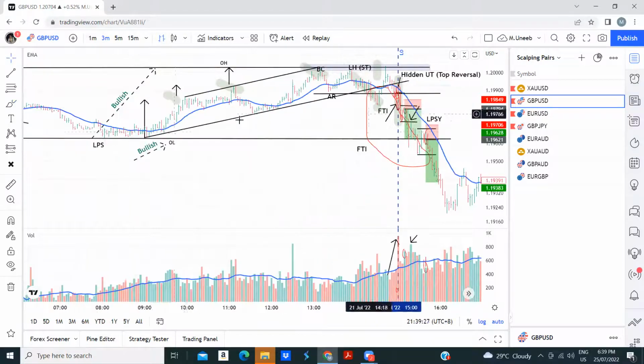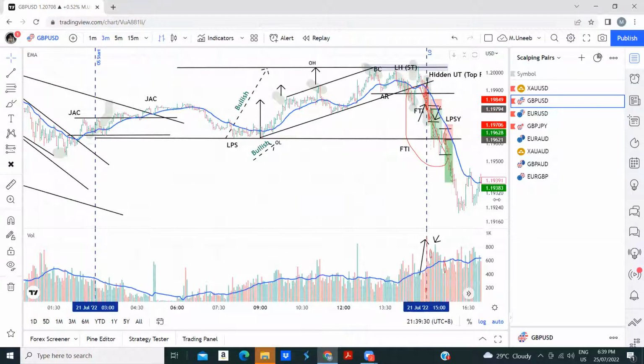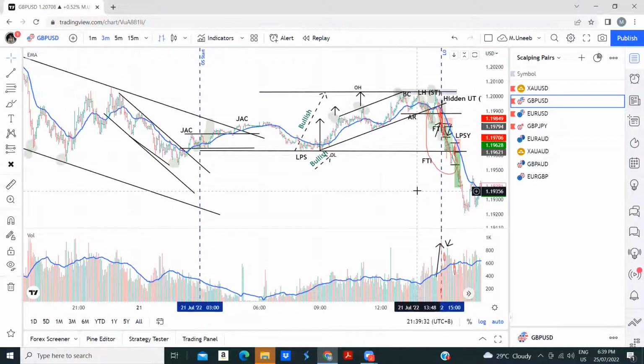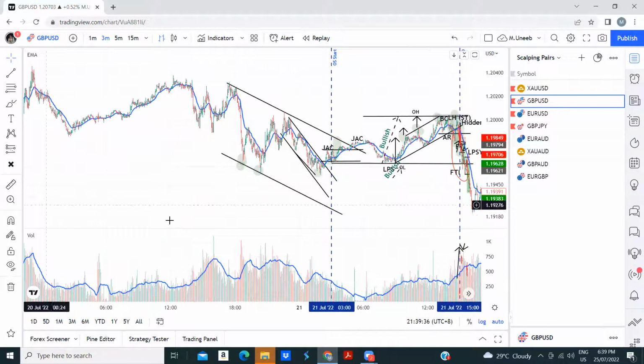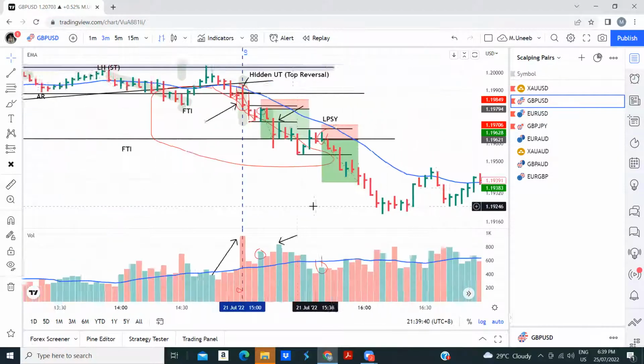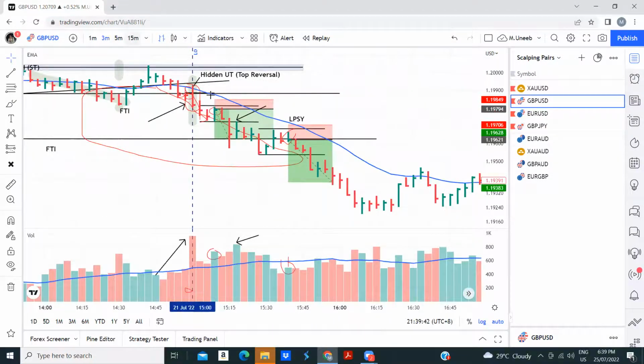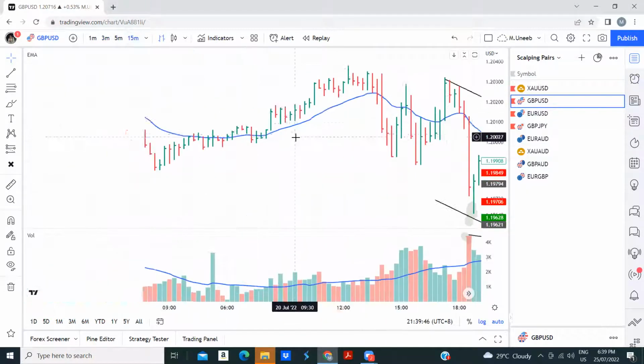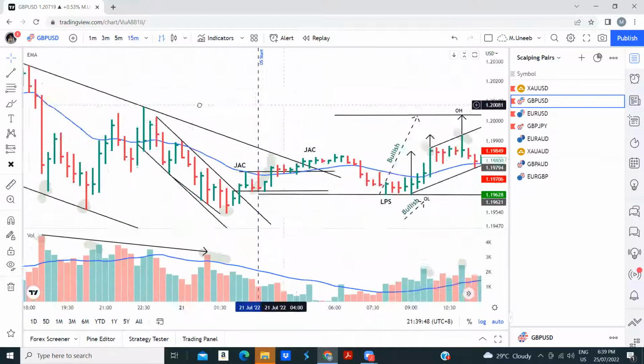Simple. Now the thing is, once we broke this structure, we do not have the last low. We don't know when the price will come and go for the last low, right? So what is the point? We do not have any kind of structure nearby. So we want to know how far this price will go. We go towards a 15-minute time frame and see how far the price will go.